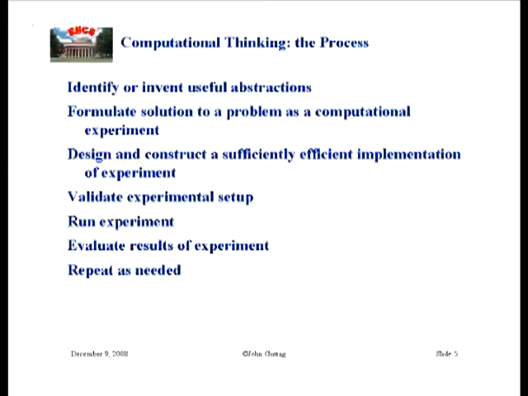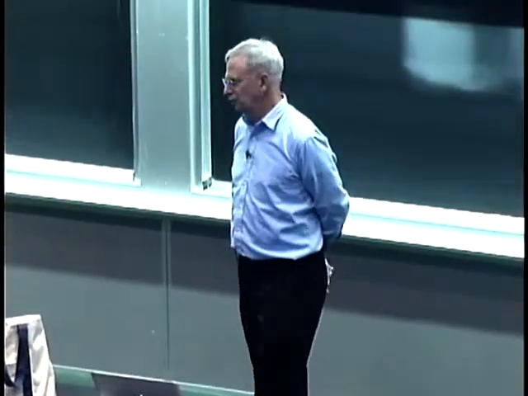So what is it? Well, the process is the process that we've been advocating throughout the semester. You identify or invent useful abstractions. Sometimes they're out there and we can just pluck them. Sometimes we have to invent them ourselves. We then formulate a solution to a problem as some sort of computational experiment, typically using those abstractions. Then comes the part that many of you get bogged down in, but it'll get easier for you as you go on, which is to design and construct a sufficiently efficient implementation of the experiment.